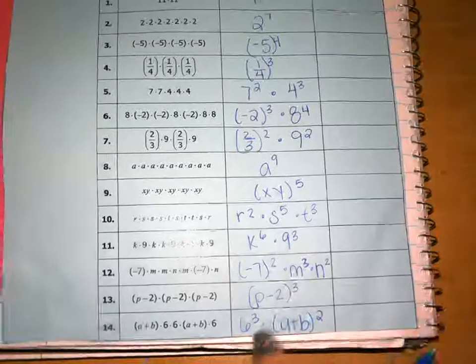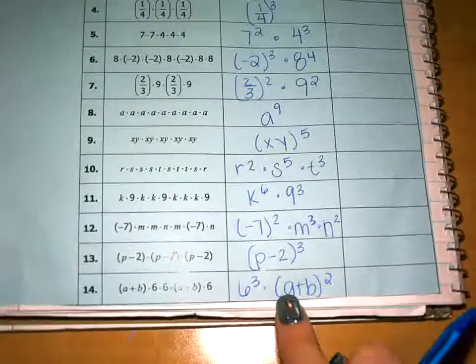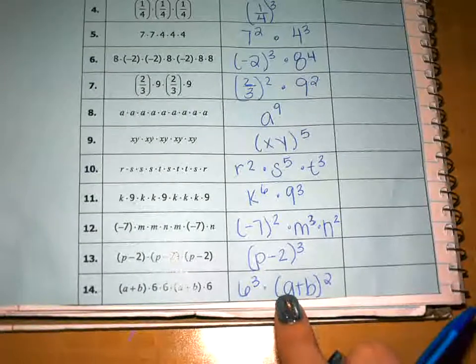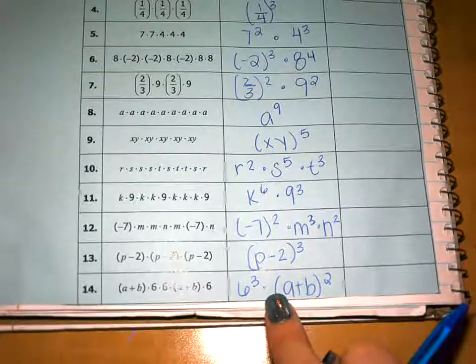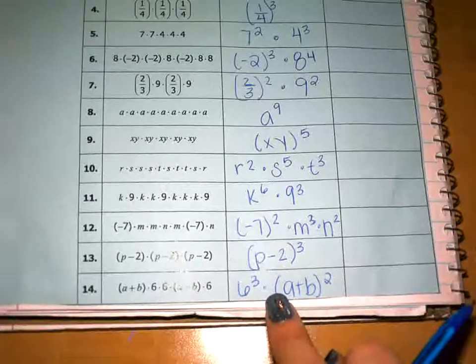Now, do I have to have this dot right here between the 6 to the third and the a plus b to the second if it's in parentheses? No. Because remember, that's an invisible math rule. You do not have to have the dot as long as there's a parentheses there. Questions on writing an exponential expression.